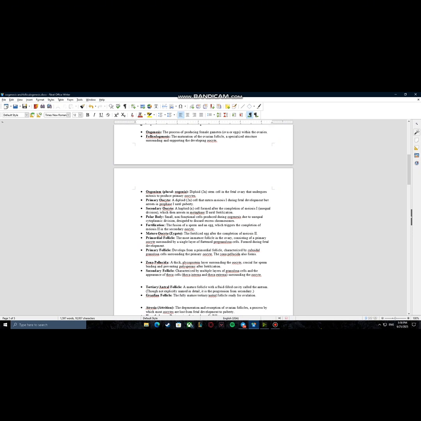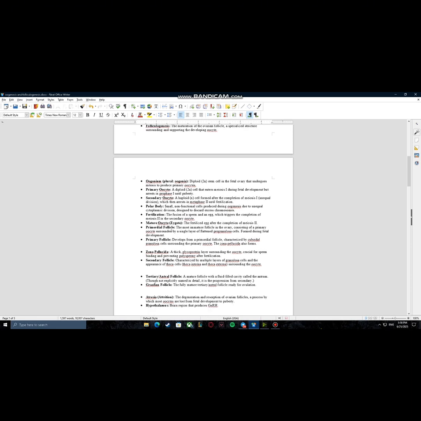Polar body is a small, non-functional cell produced during oogenesis due to unequal cytoplasmic division, designed to discard excess chromosomes. Fertilization is the fusion of a sperm and an egg, which triggers the completion of meiosis 2 in the secondary oocyte. A zygote, or a mature oocyte, is the fertilized egg, or the end product after completing meiosis 2.